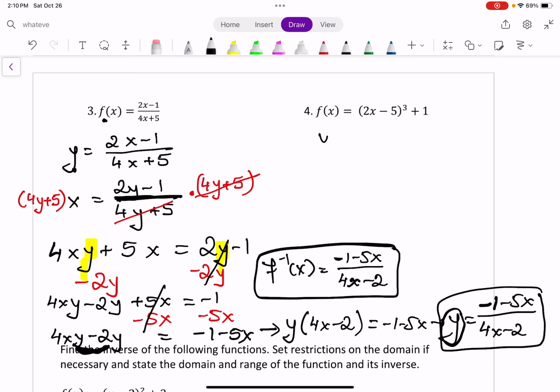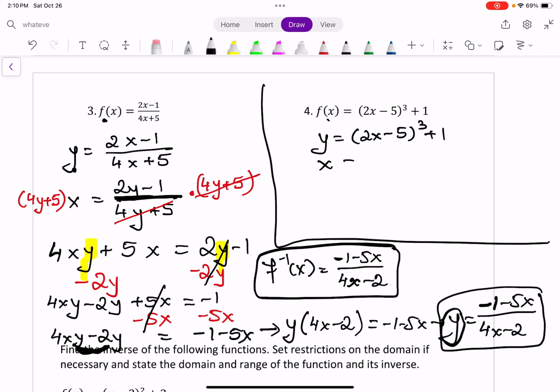All right, and here it is again. This one should be a little more straightforward. Substitute f of x with y. Swap x and y. As I said, this is not going to be as bad because as you see, your y that you need to solve for shows up in one place only.